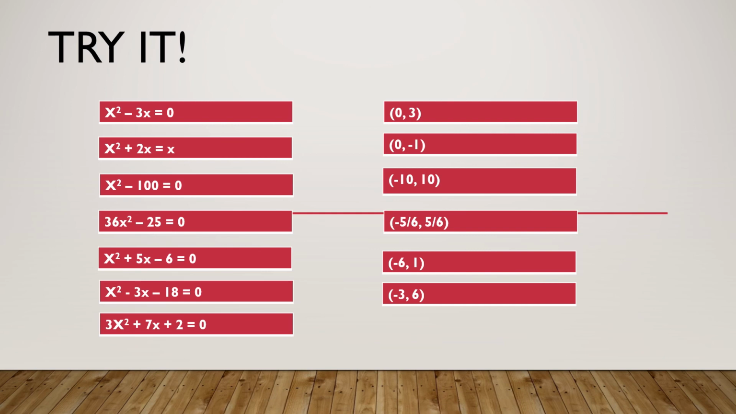Next, 3x squared plus 7x plus 2 equals 0. So the solutions are negative 2 and negative 1/3.